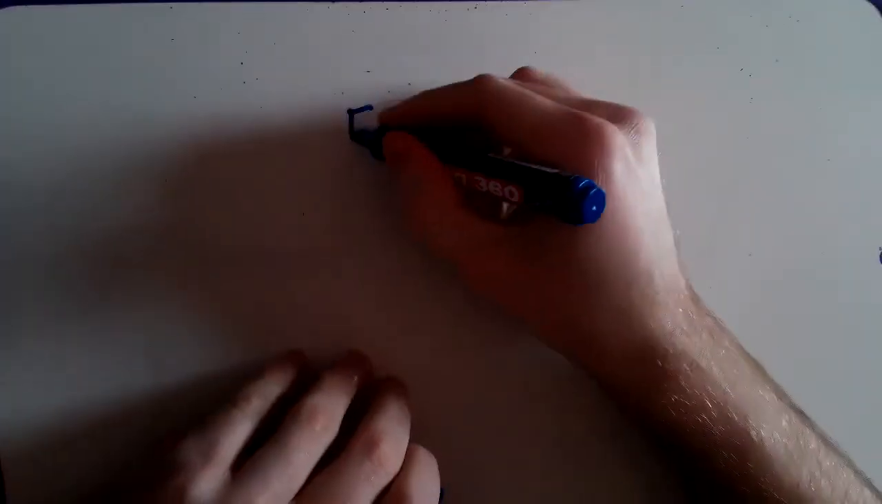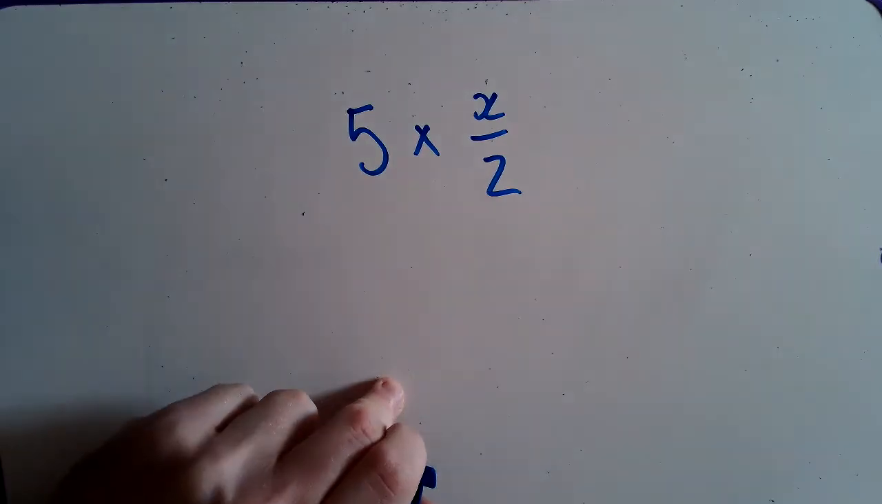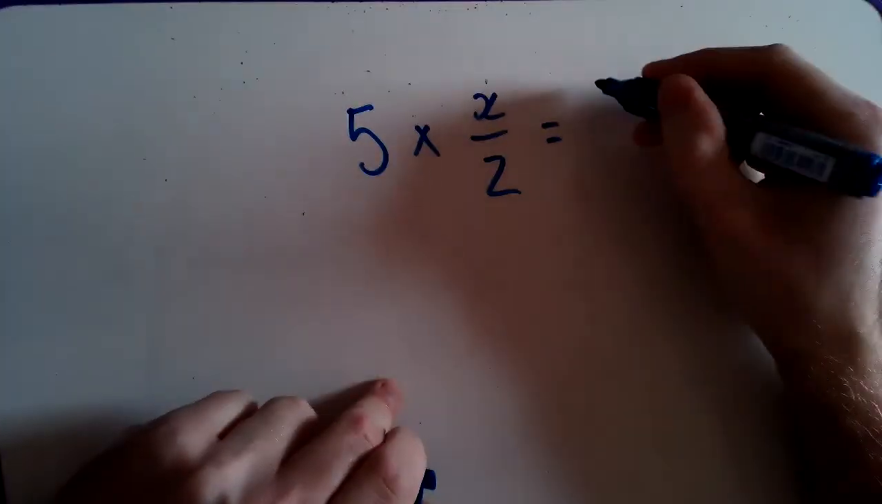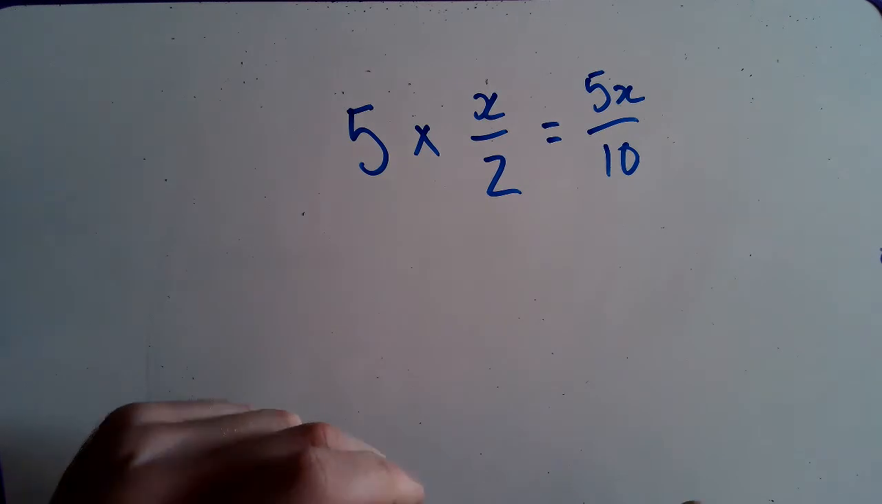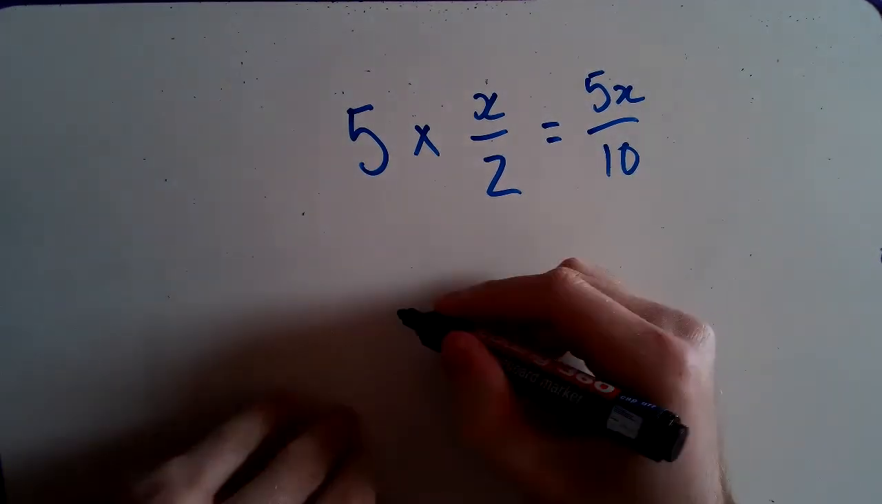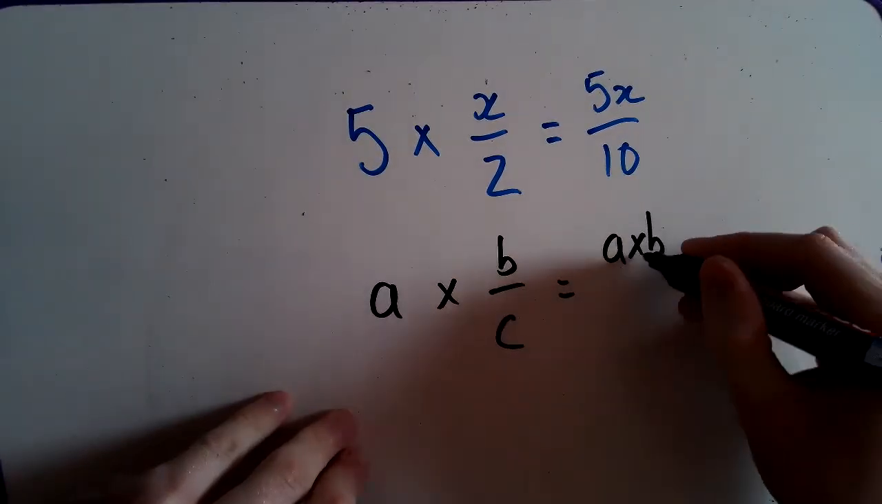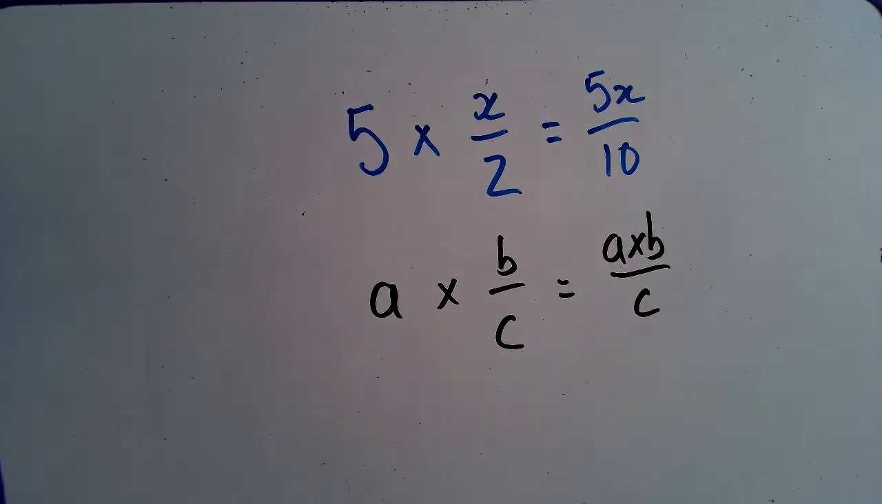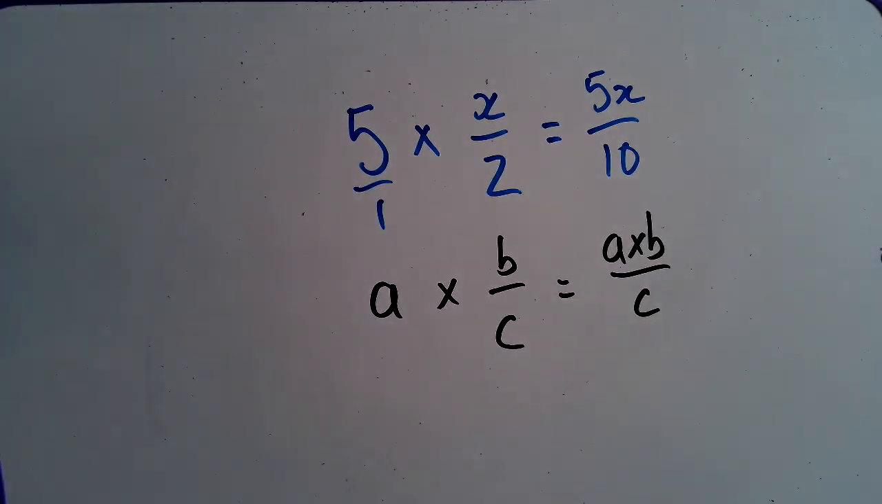Okay, the next misconception, I'll give you the numerical example first. It's something like this. 5 times x over 2. Yeah, you'd be surprised how many people write 5x over 10. If I'm timesing a fraction, so if it's like a times b over c, I just times the top, like that. And if it makes it easy to see why, I'm just going to put 1 at the bottom, and hopefully you should be able to spot that very quickly.